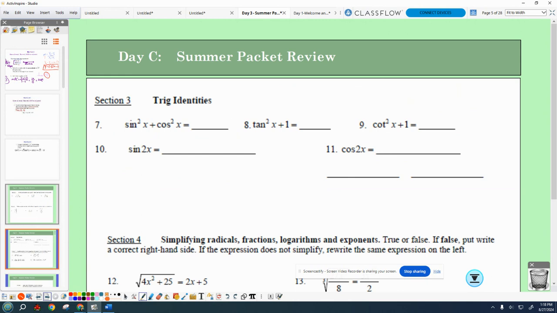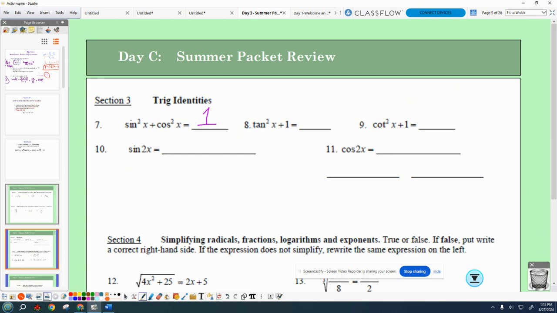Trig identities, everybody's favorite in pre-cal, right? The silence comes over the room. Sebastian, do you remember what sine squared plus cosine squared equals? 1. If you can only remember one of them, that is the most important thing. I can generate the other 2.